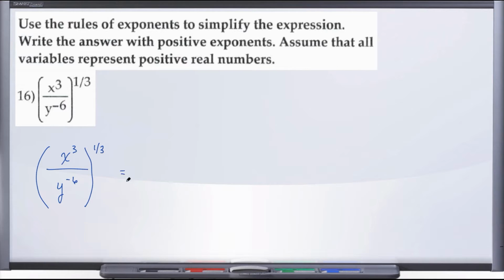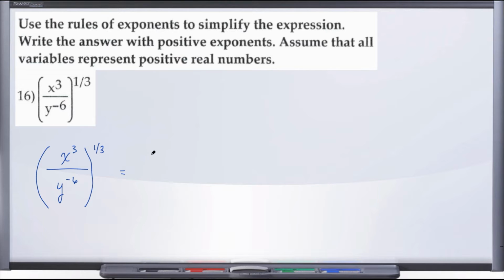And hopefully you recall from earlier in the semester, when we have a fraction raised to some exponent, what we're going to do is use the power rule, which says we are going to multiply our power. So we're going to multiply 3 times 1/3 to get a new power, multiply negative 6 by 1/3 to get a new power, and then let's see what happens when we do that.